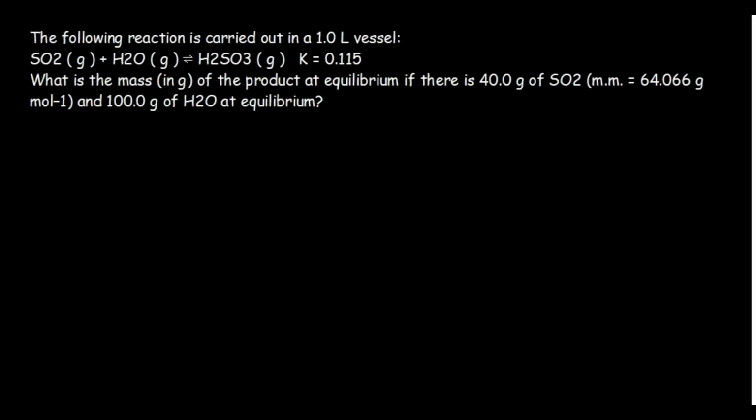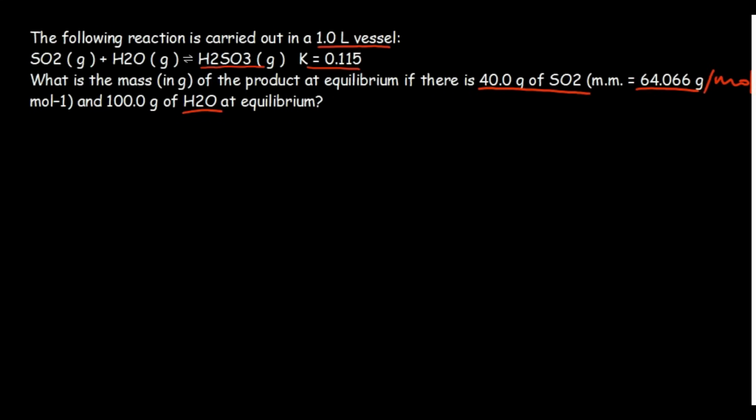So the following reaction is carried out in a vessel. So the volume has been given there, the value of K has also been given. Now the question is asking us to find the mass. What is the mass in grams of a product? So we only have a single product, so you know the product they're talking about at equilibrium. If there is 40 grams of sulfur dioxide, the molar mass has been given for you, so that is grams per mole, and then 100 grams of water as well.